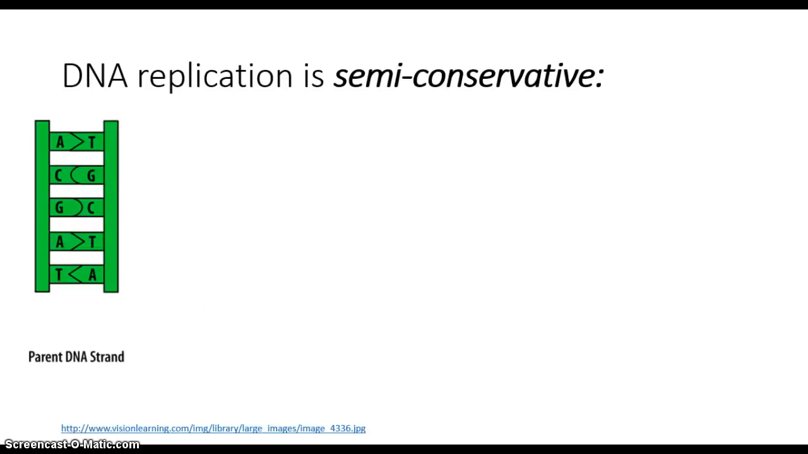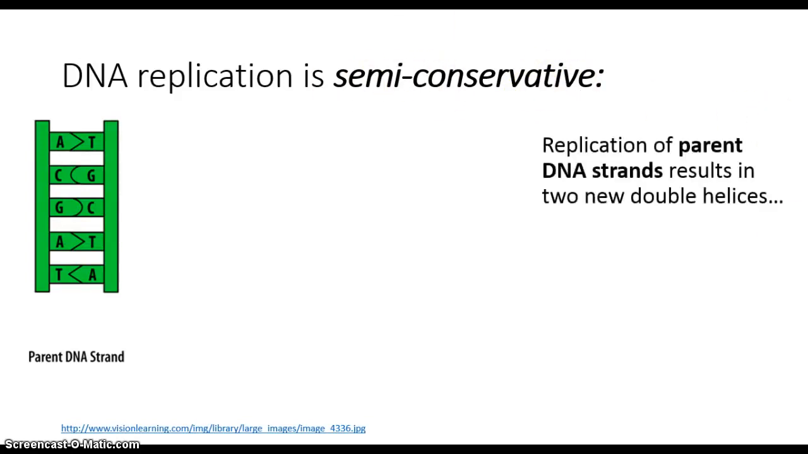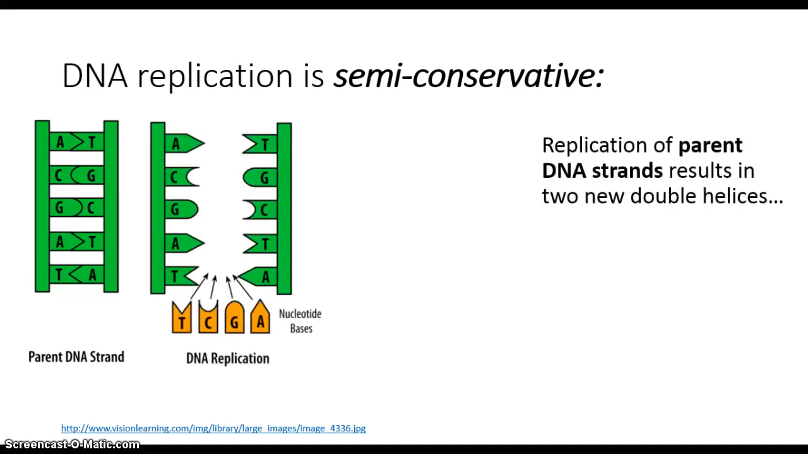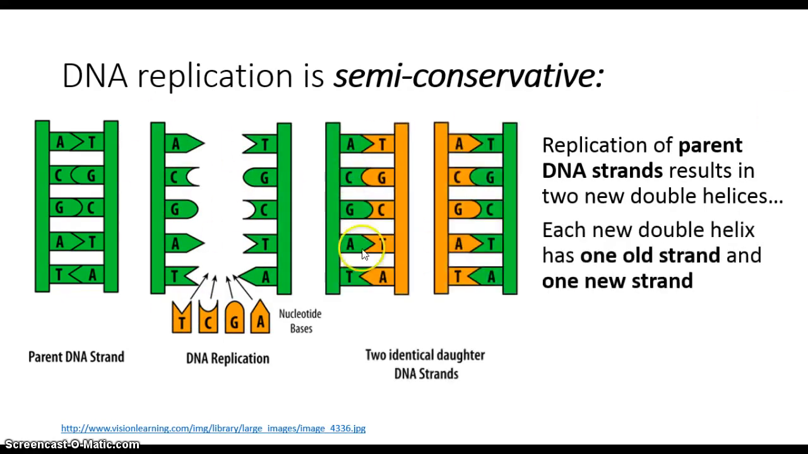We refer to this as semi-conservative DNA replication. Conservative means that it stays the same. Semi-conservative implies that it stays half the same. When you pry apart these two strands and line up the complementary bases and get two new double helices, each of these is part way old and part way new, therefore semi-conservative, half conserving the original DNA strand and half being completely new.